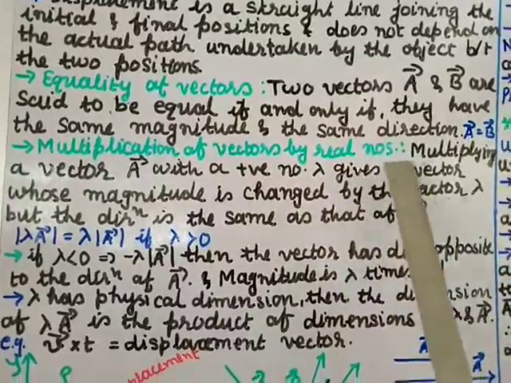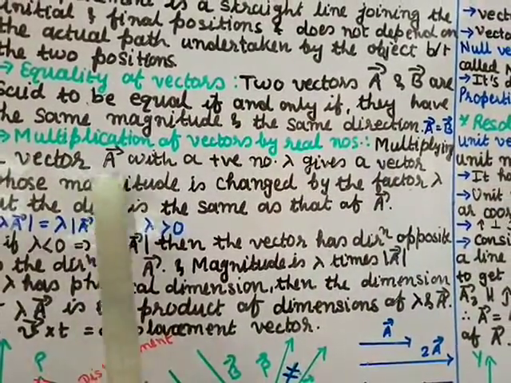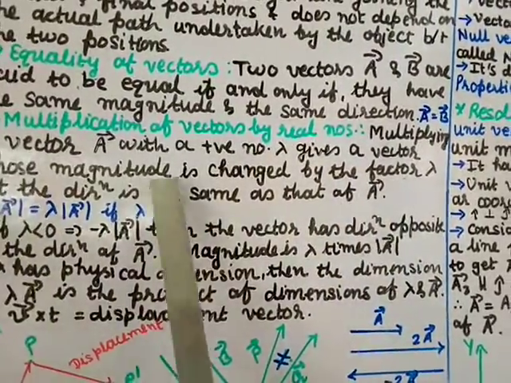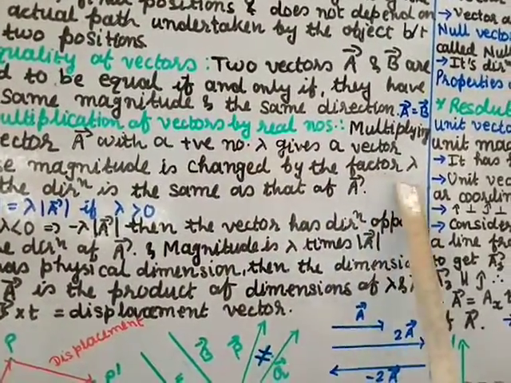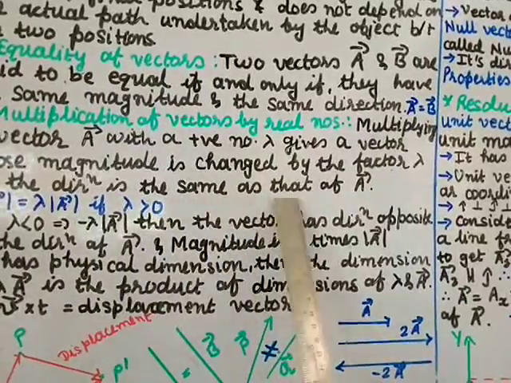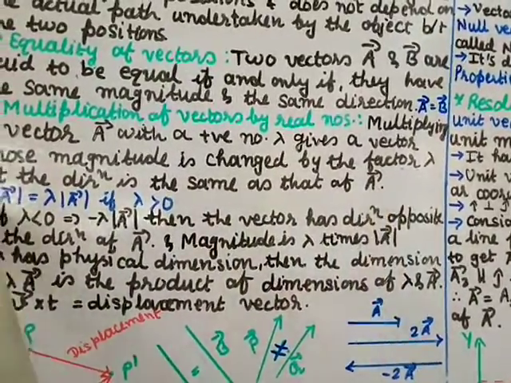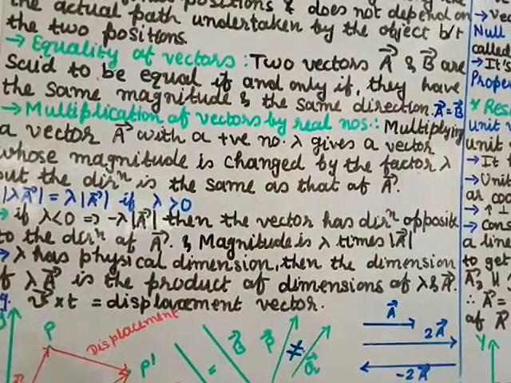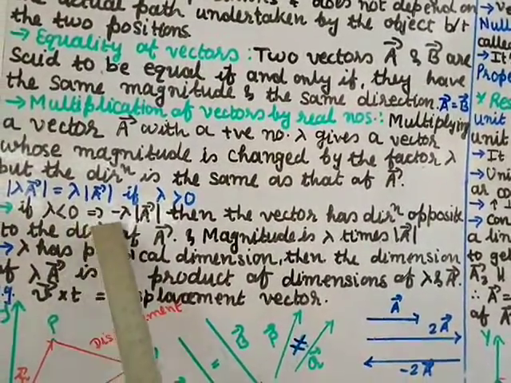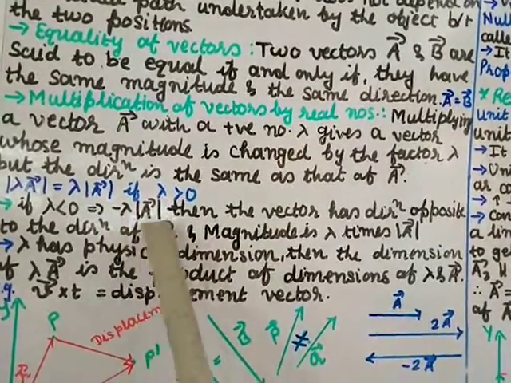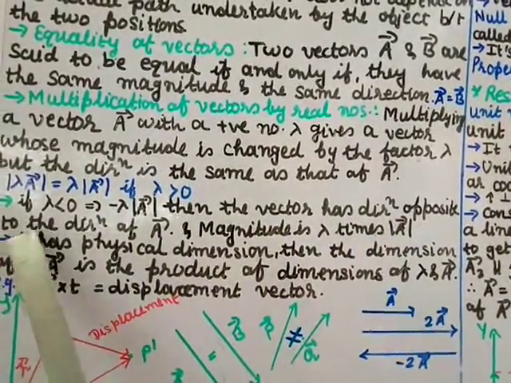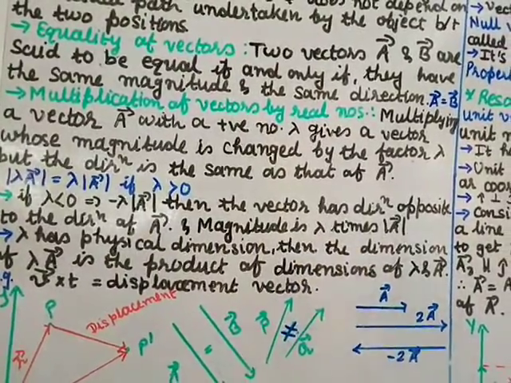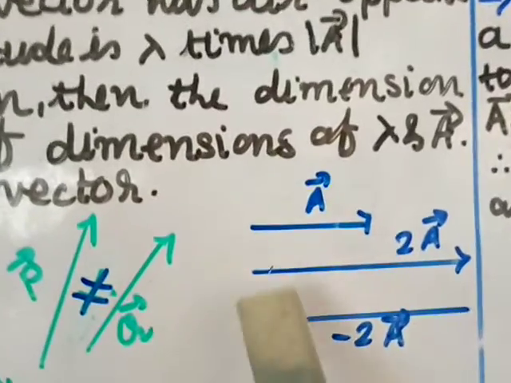Multiplication of a vector by a real number. Multiplying a vector A with a positive number lambda gives a vector whose magnitude is changed by the factor lambda, but the direction is the same as that of vector A. Lambda times A is equal to lambda times magnitude of A if lambda is greater than 0. If lambda is less than 0, then the vector has a direction opposite to the direction of vector A, and magnitude is lambda times magnitude of A. So now see here, you can see this is my vector A.